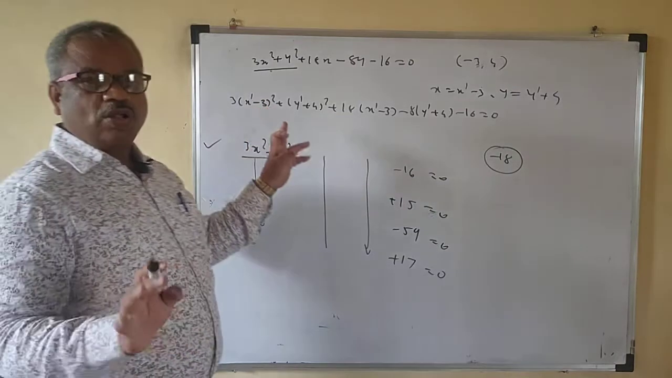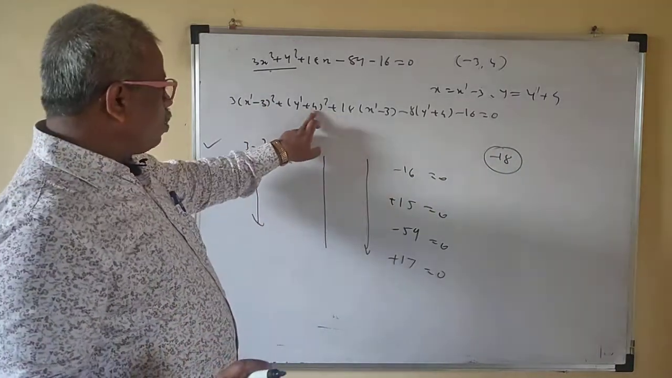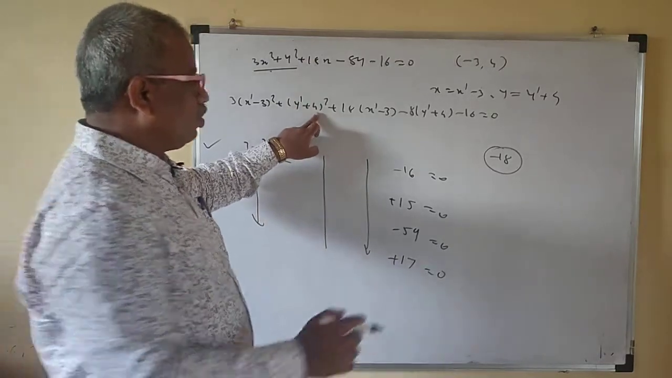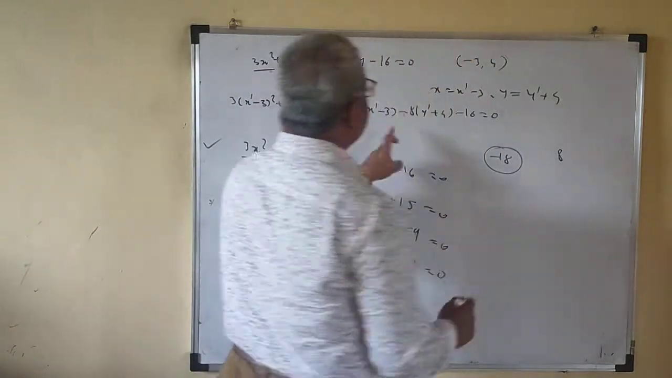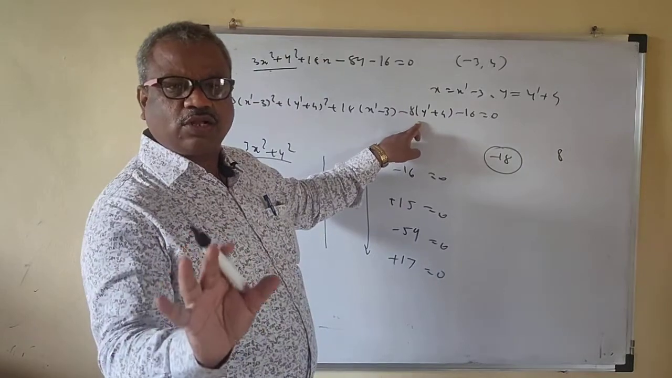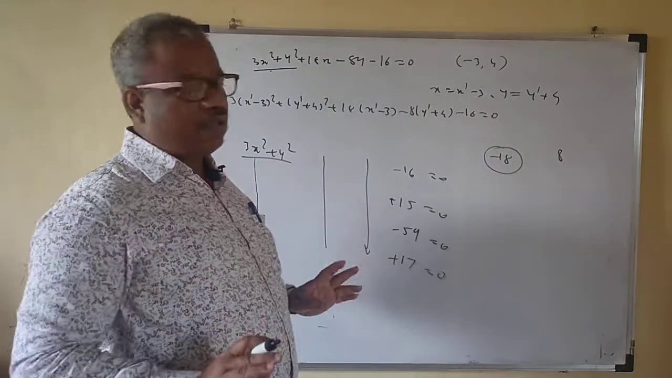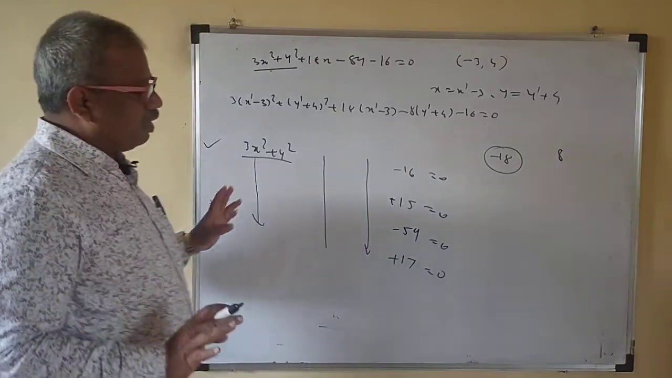Now we want to find the coefficient of y′. Here 8y′. If you expand this, we get 8y′, and outside there is none, so this is 8. Here I only have to take the sum of the two, so minus 8. There is no coefficient of x′y′; it will be 0.